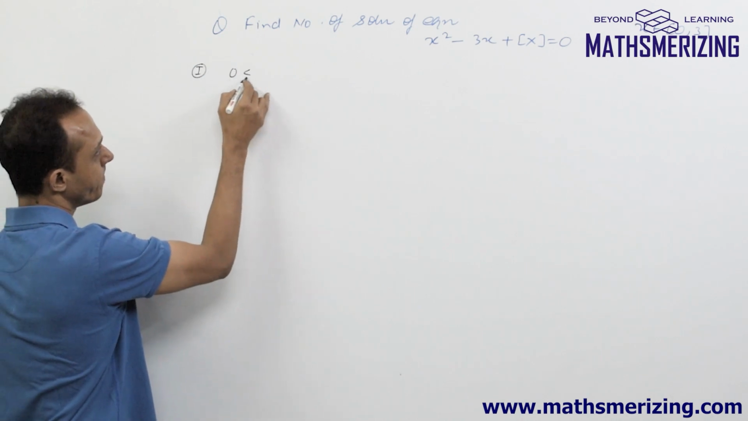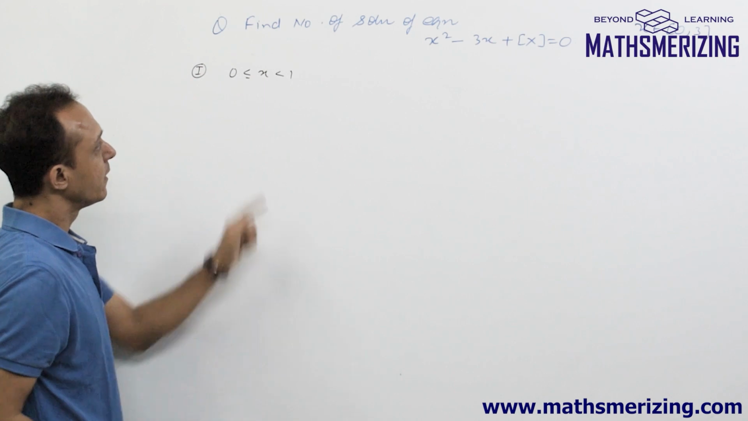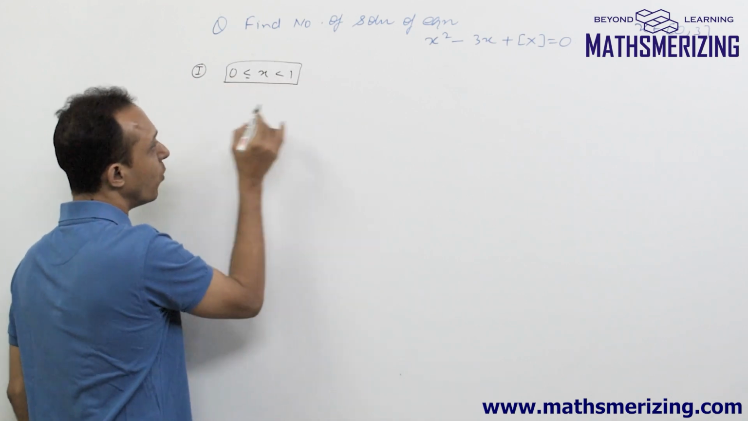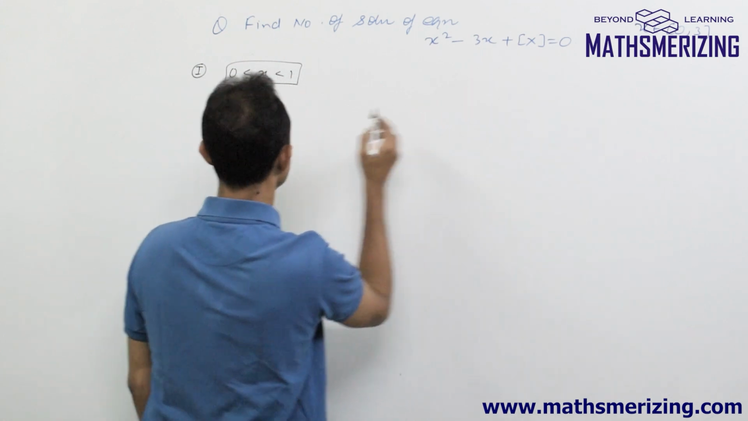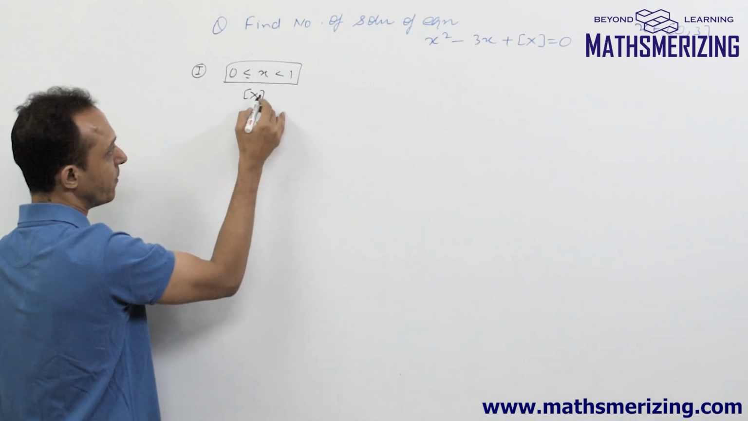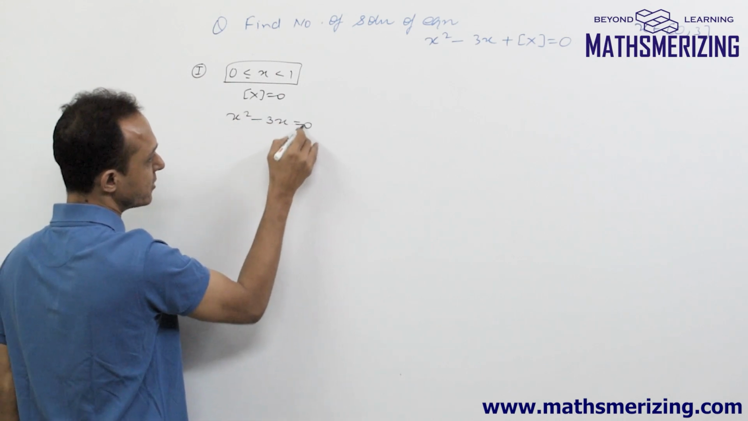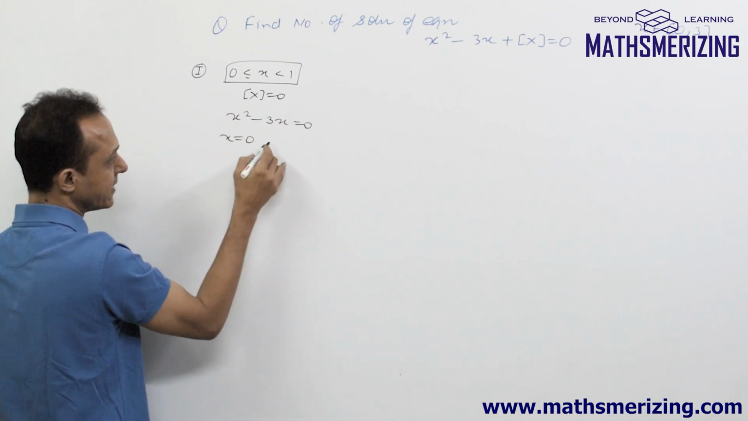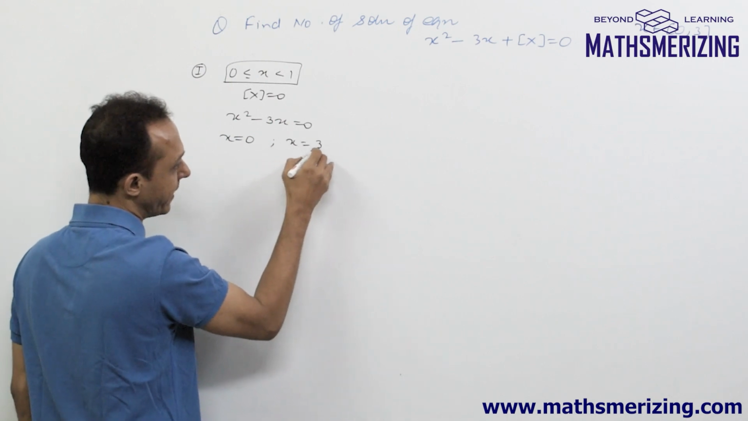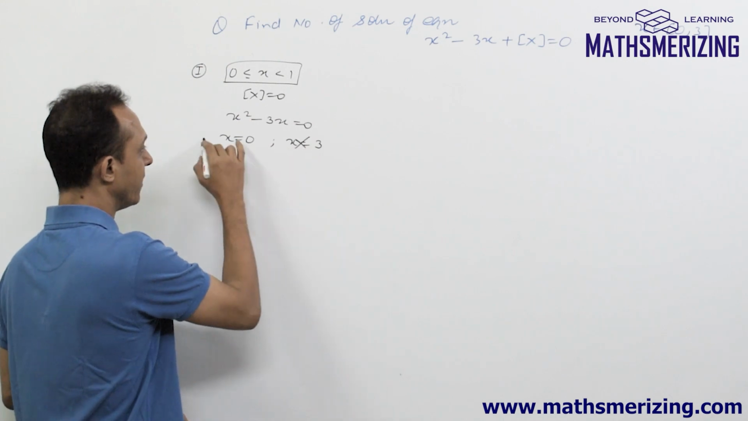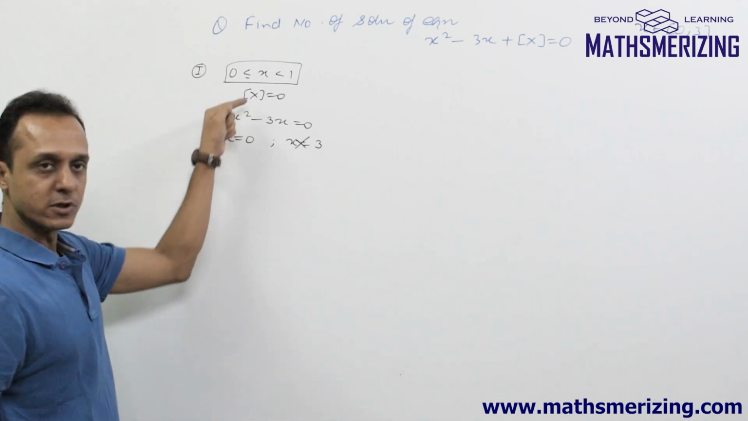Case 1, when the value of x lies between 0 and 1. So when x lies between 0 and 1, what you know is the greatest integer function of x will be 0. So I'll put it 0. So I'll get x² - 3x = 0. So I'll get the value of x as either 0 or 3. Now 3 doesn't lie in this interval. So the only value that I'll choose from here is x = 0.